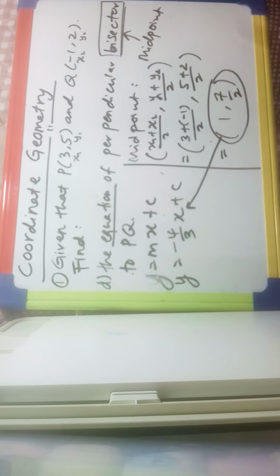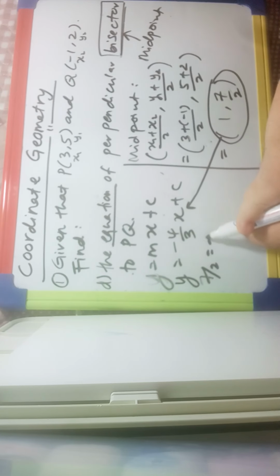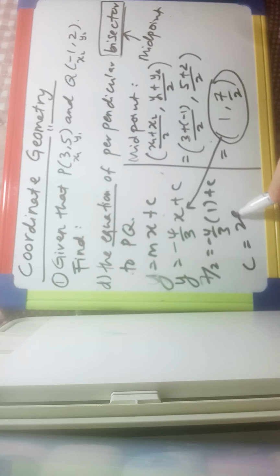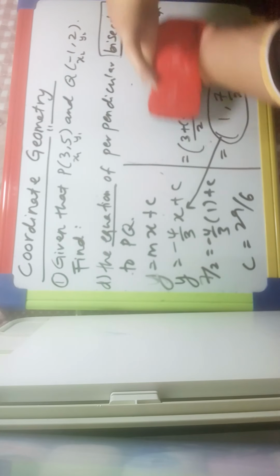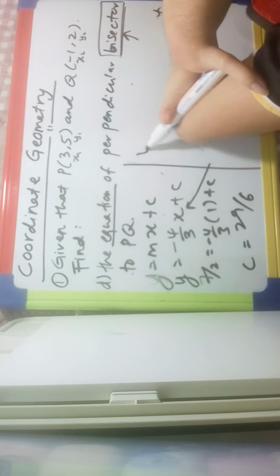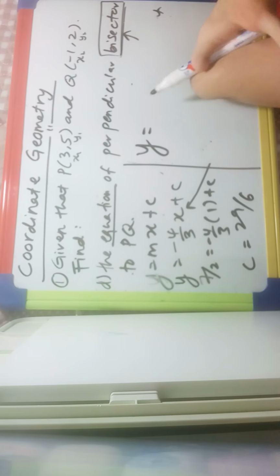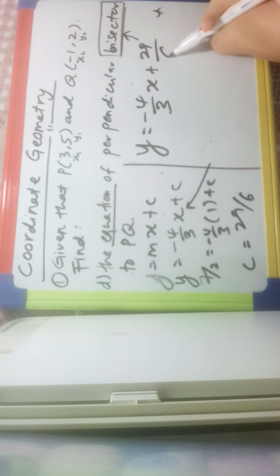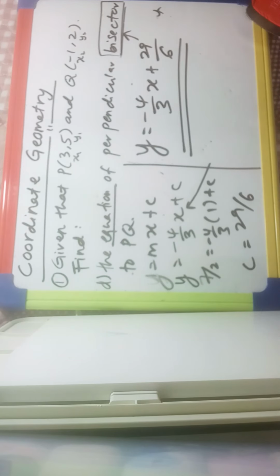So when we substitute, it's going to be 7 over 2 is equal to negative 4 over 3 x plus c. So rearrange, use your calculator, make c the subject, you will get 29 over 6. Okay, 29 over 6. Once you know your c is 29 over 6, let's complete the answer. So our final equation, y is equal to negative 4 over 3x plus 29 over 6. So this is what we call the perpendicular bisector line equation.